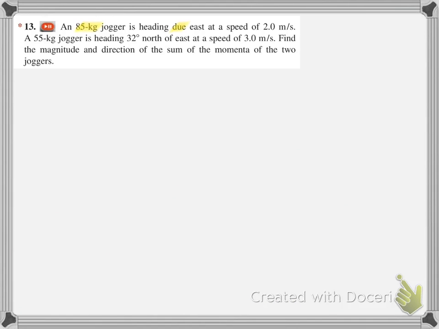For our last problem of the video, we have a situation where we are dealing with two different joggers. And not just that, the thing that's different from other problems we've done so far is that this is also a two-dimensional problem. They give us a bunch of information about the joggers.